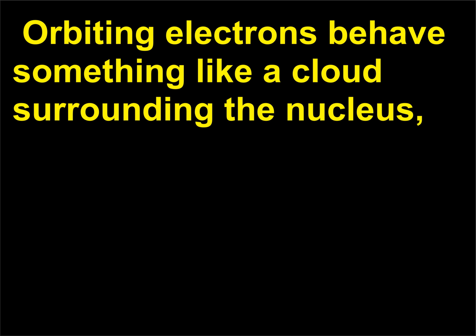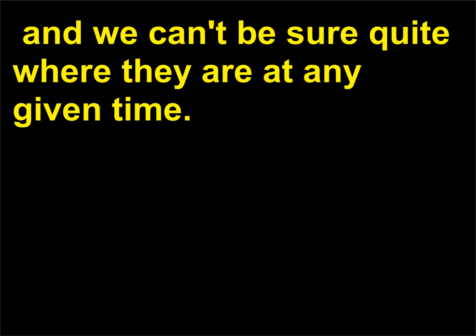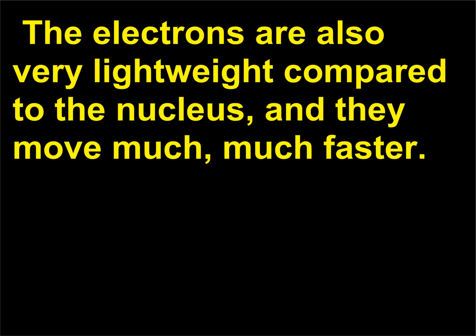Orbiting electrons behave something like a cloud surrounding the nucleus, and we can't be sure quite where they are at any given time. The electrons are also very lightweight compared to the nucleus, and they move much, much faster.